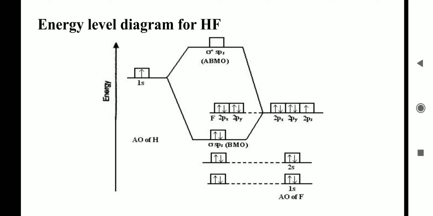The atomic orbitals of fluorine, that is 1s2 and 2s2, are deeply seated and hence they just behave as atomic orbitals. They do not participate in bond formation, and 2px and 2py also behave as lone pairs of electrons. They also do not participate in the formation of the bond between H and F. And you can see that the energy level of 2px and 2py stays the same even when the molecule is formed.